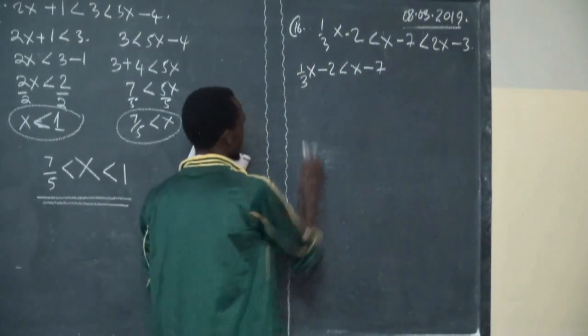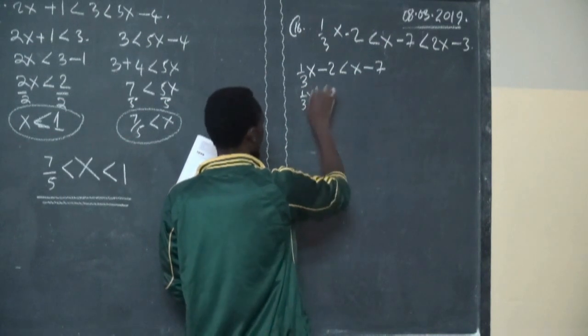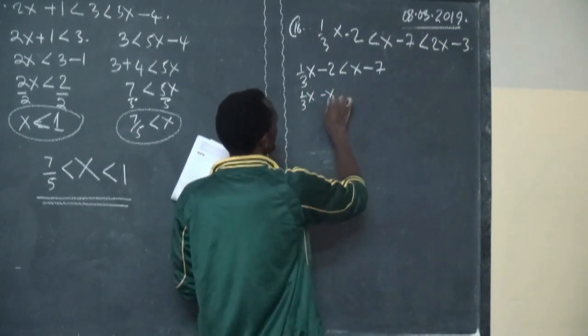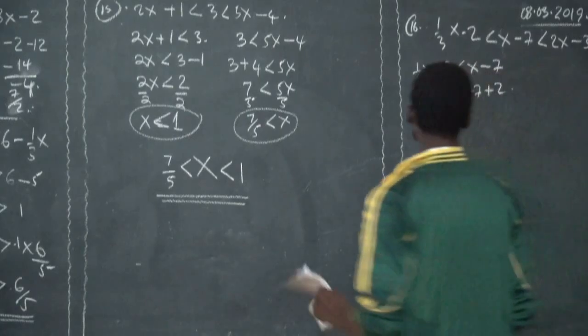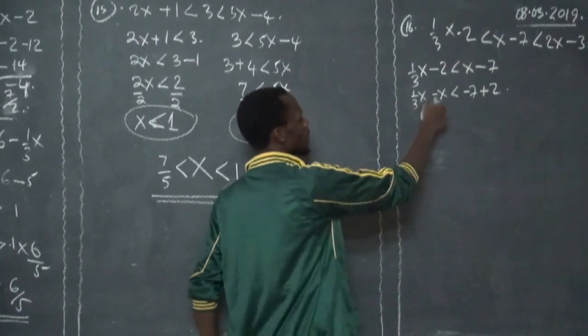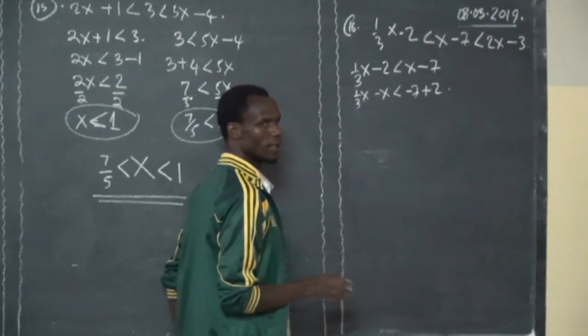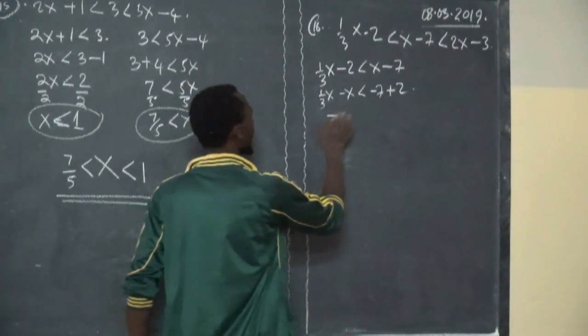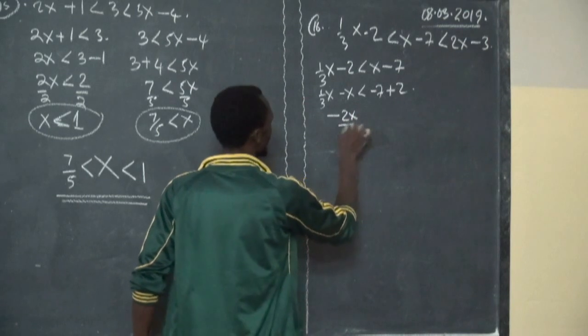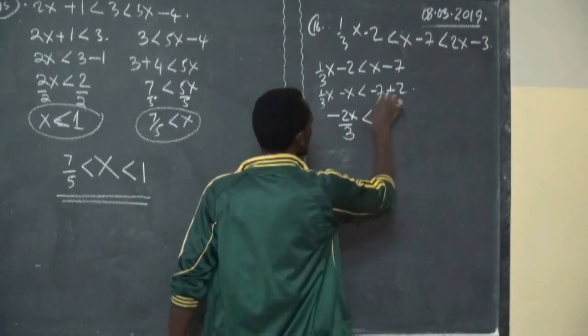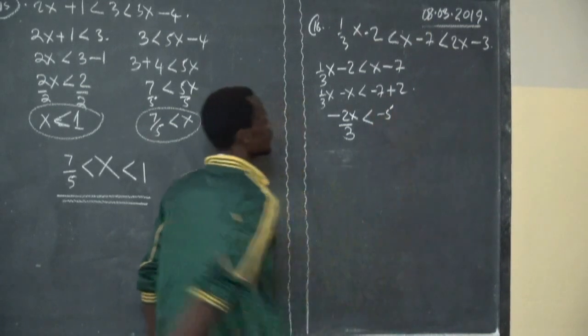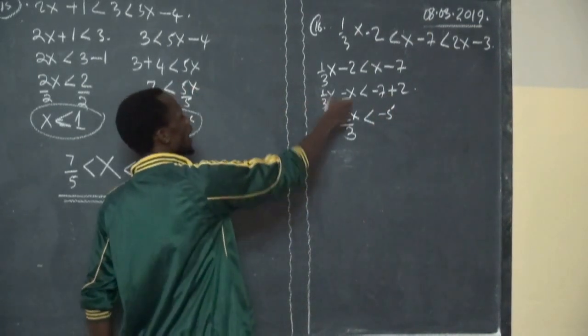Then you collect the like terms. You have 1 over 3x, then minus x is less than negative 7 positive 2. Now, this was 1 over 3x minus x. You understand? Yes. Means it will be negative 2x over 3, less than, this is negative what? 5. Because it is 1 over 3 minus x.